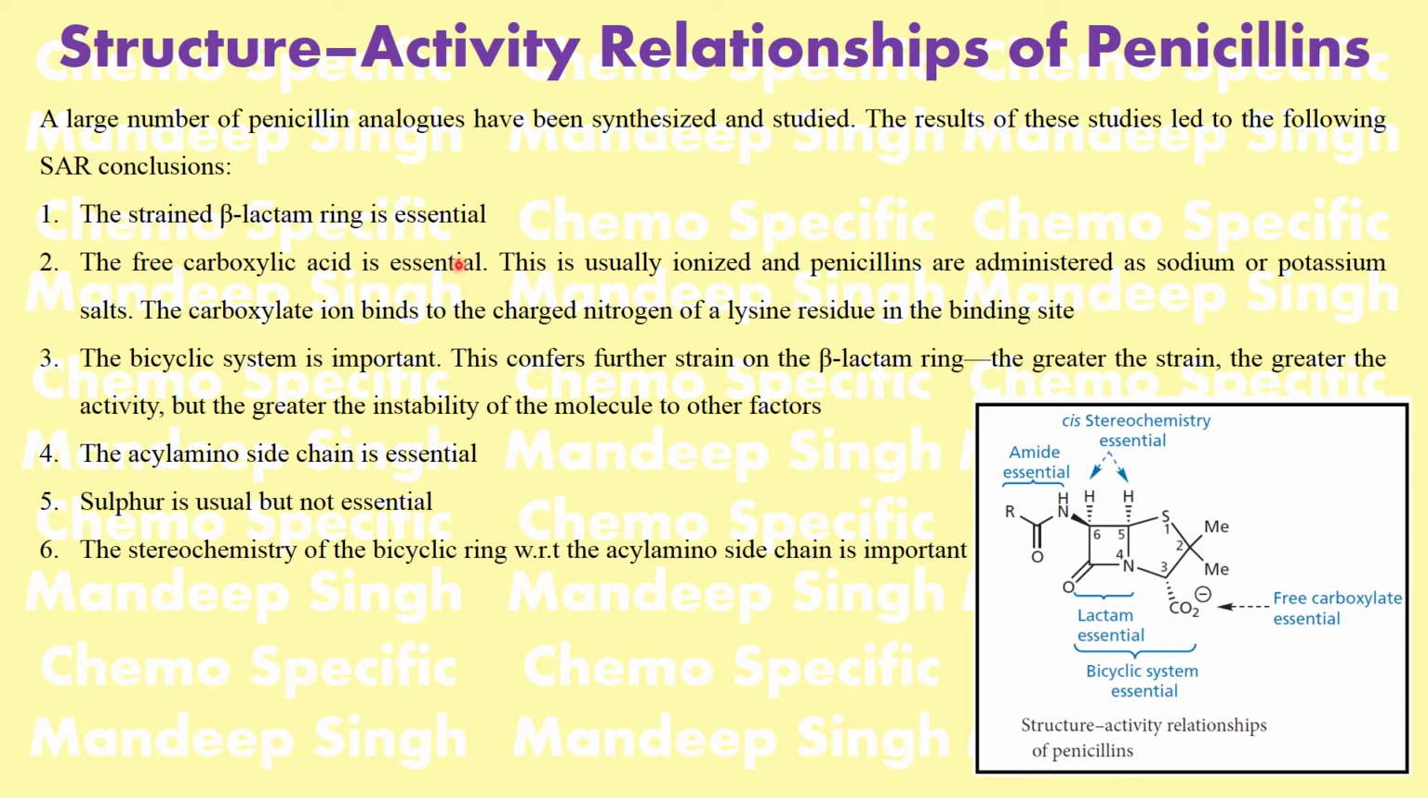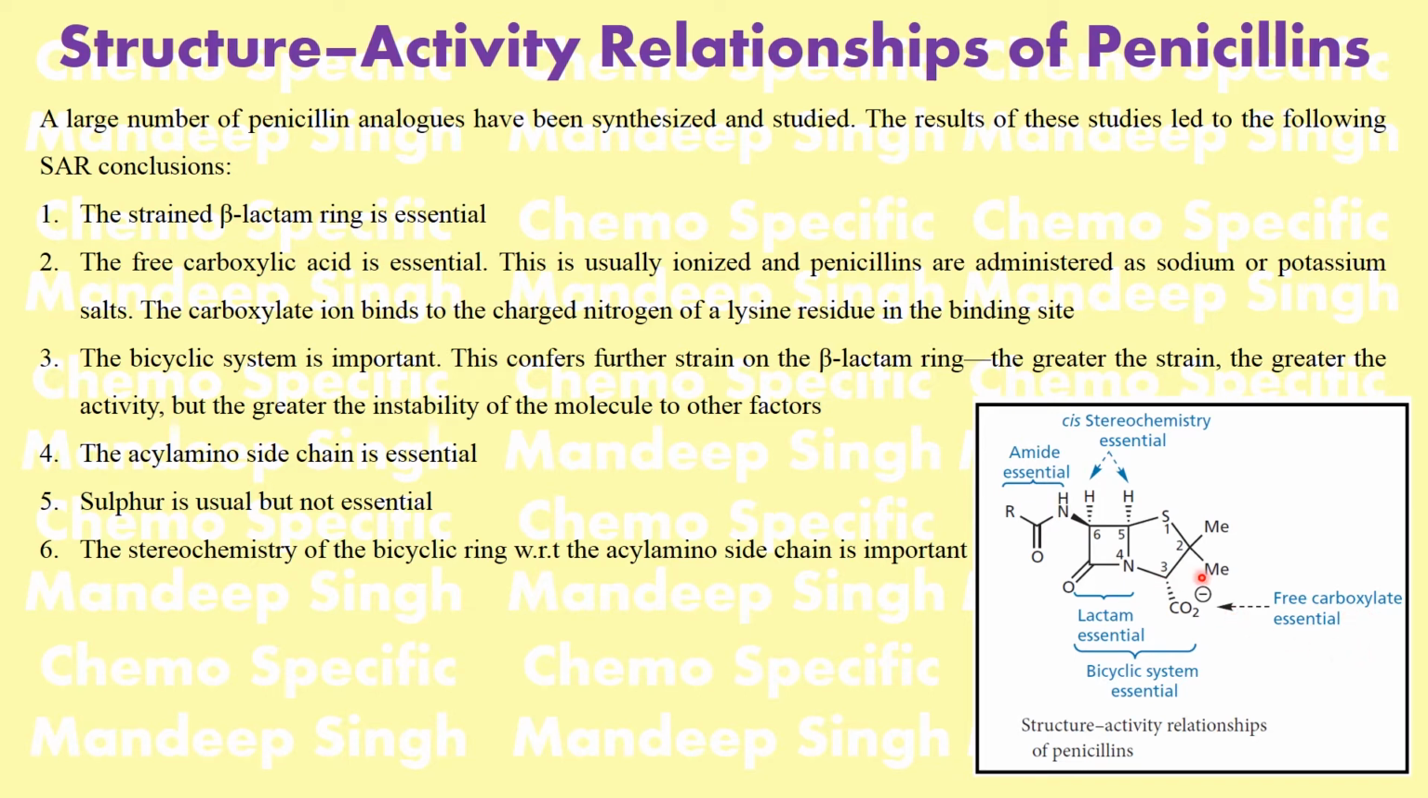The first thing it says is that the strained beta lactam ring is essential. It means this beta lactam moiety has to be present. You cannot have a 5-membered lactam. It has to be a beta lactam. You cannot have a gamma lactam, right? That is important. The second is that a free carboxylic acid is essential.